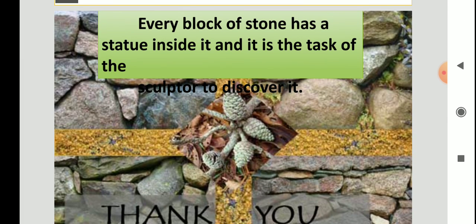So we conclude the story on the gallbladder with this particular slide. Every block of stone has a statue inside it, and it is the task of the sculptor to discover it. So basically, the doctor has to diagnose the pathology or the causative etiological agent in a patient, identify that particular stone, and treat that particular patient.